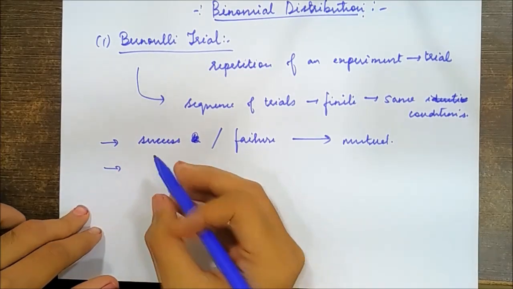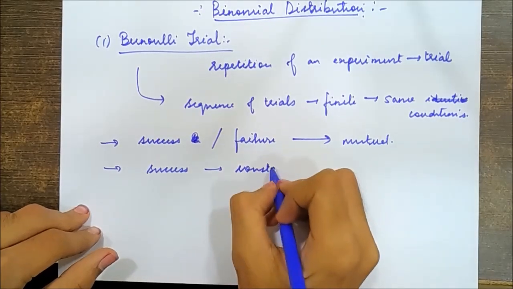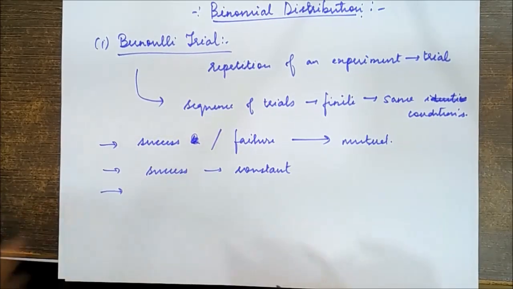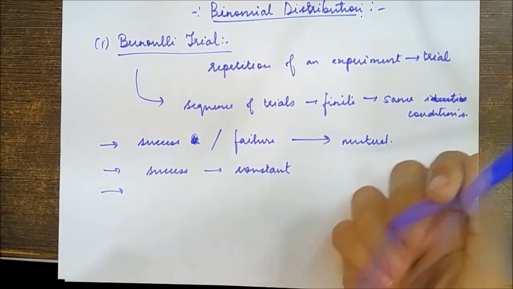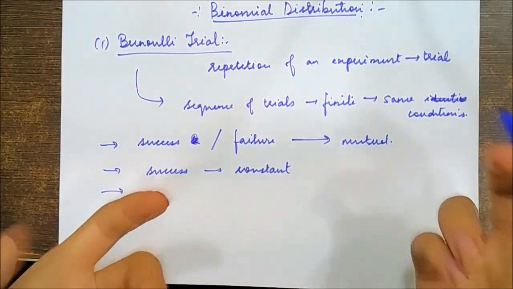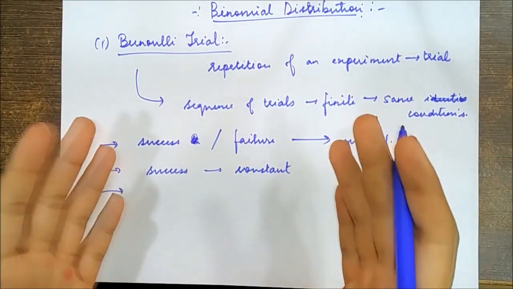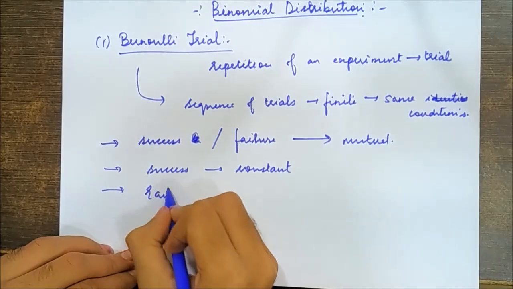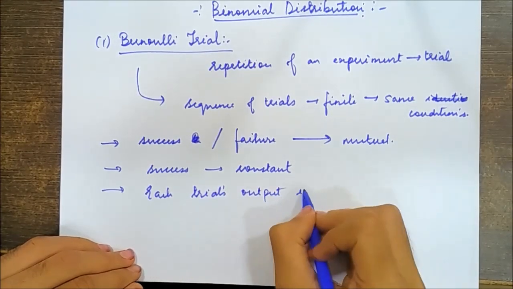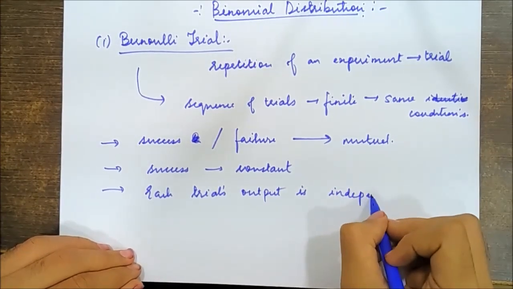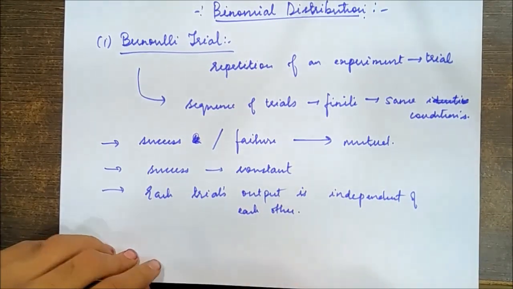The second is that the probability of success remains constant. The third is that the outcome is independent of the outcome of the previous trial. The outcome we get the next time is not dependent on the previous one. Each trial's output is independent of each other.